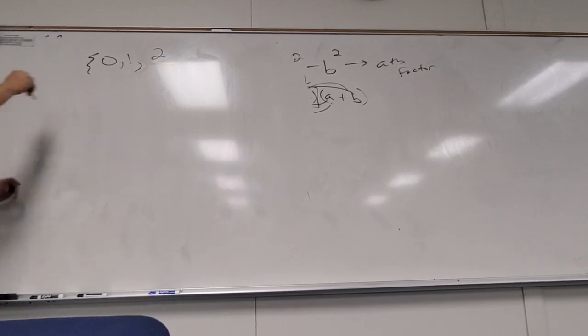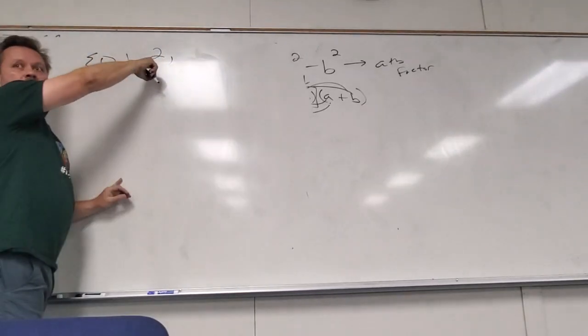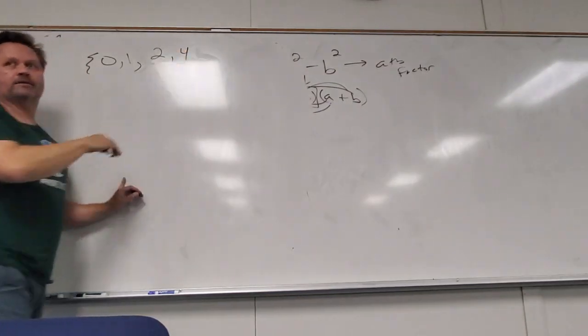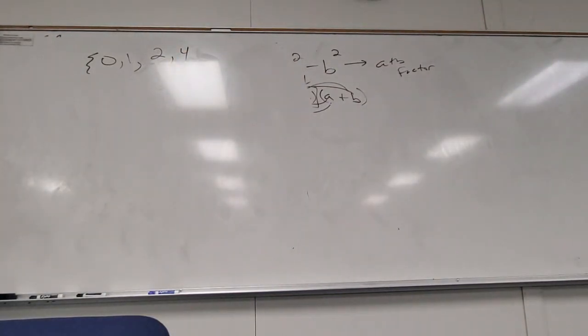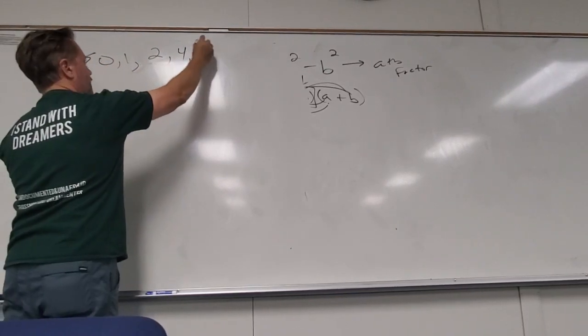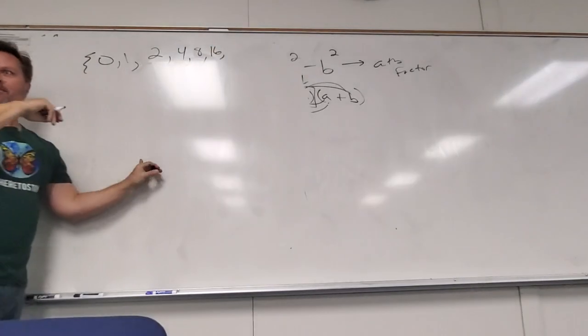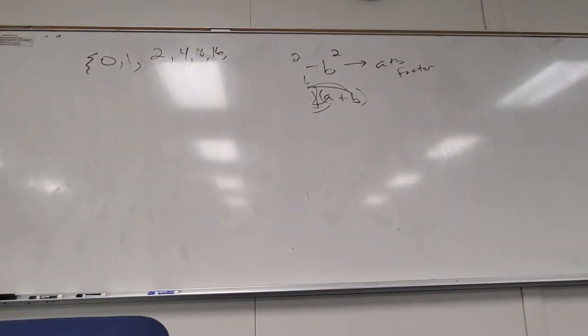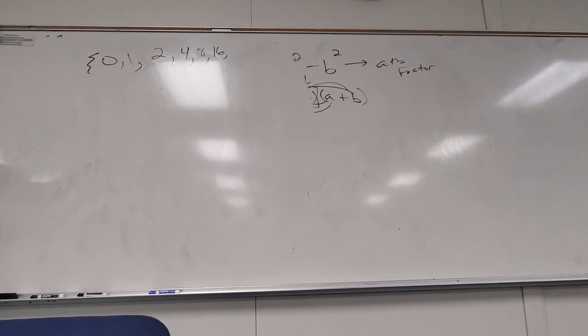Why is this not closed? Because 2 times 2 is 4, so then you go, okay, I'll add 4. Well, now 4 times 4 is 16, and 2 times 4 is 8. So now I need 8, and I need 16, correct? But now 2 times 16 is 32, and 4 times 8 is 32. So it is all the powers of 2 that you would need.